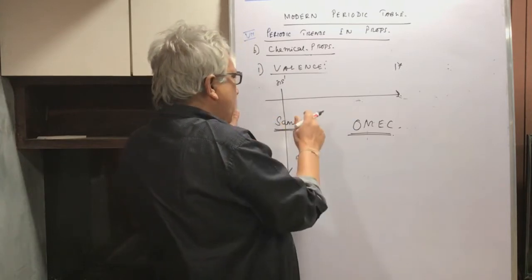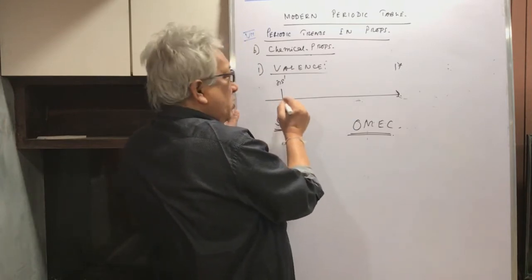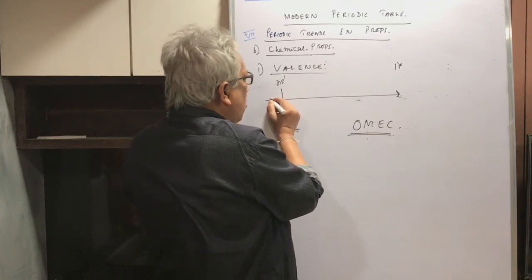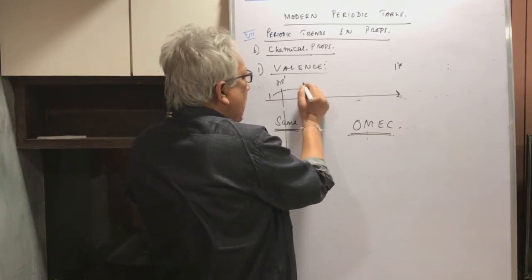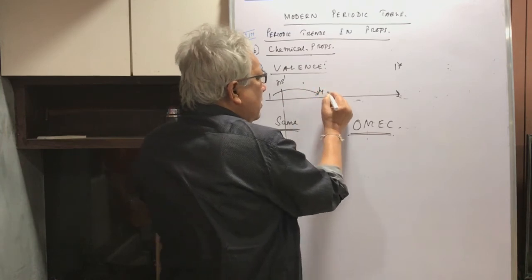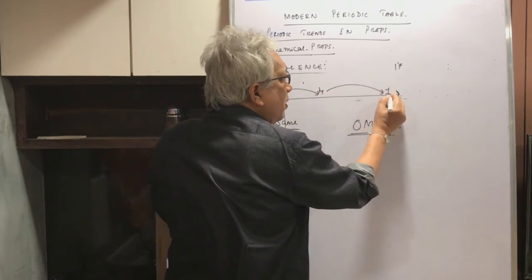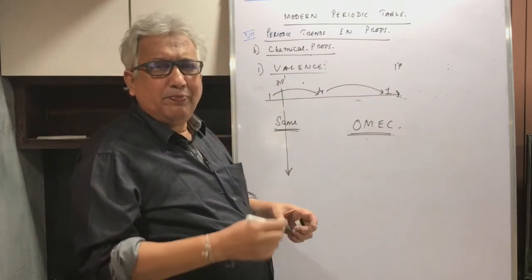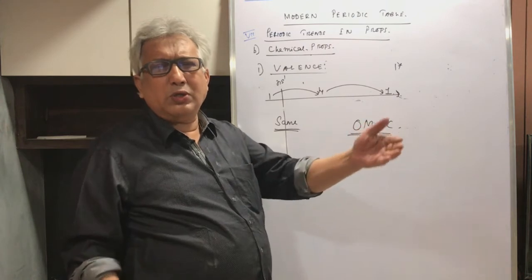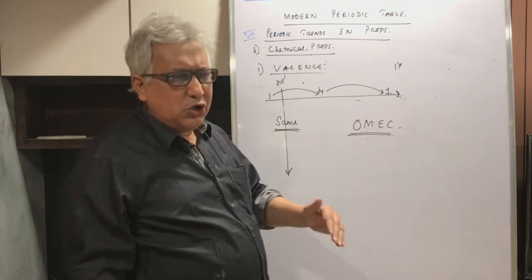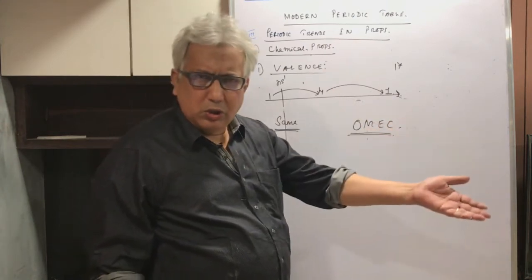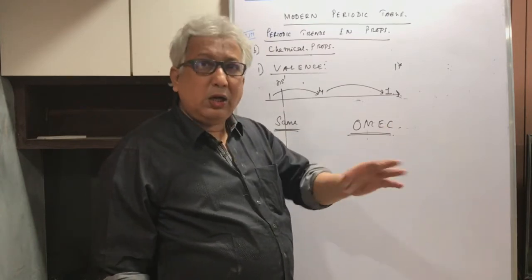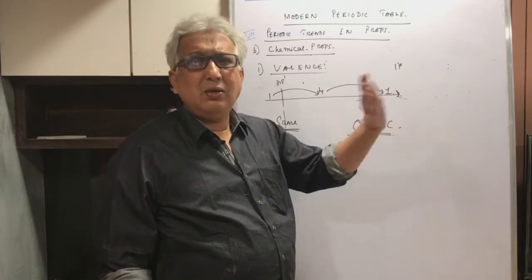When you go across, you will find the valency goes on increasing from 1 to 4, and then it will decrease from 4 to 1. If you study the electronic configuration, you will understand. Sodium, ns1, so 1 electron it loses, so its valence is 1. Magnesium, ns2, it loses 2 electrons, valence is 2. Aluminium, ns2 np1, it loses 3 electrons and valence is 3.